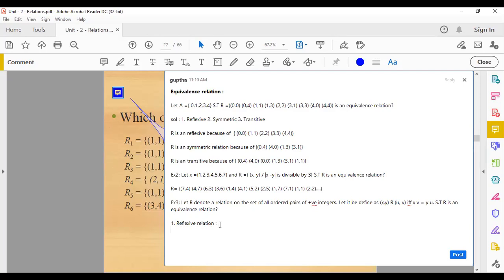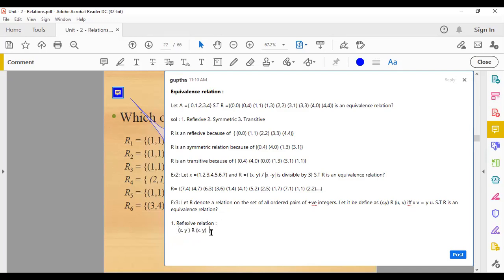Reflexive relation we already know. How can we prove it? Simply, if I take (x, y) is related to (x, y), then this is a reflexive relation. As per the definition, we want to show that (x, y) is related to (x, y).